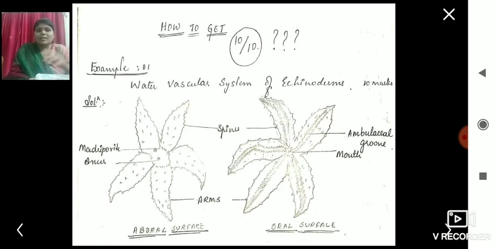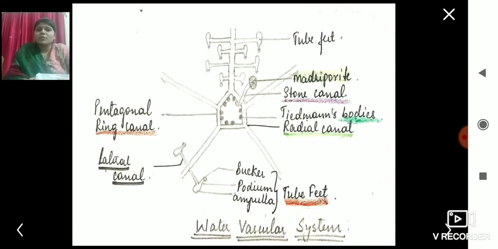On the oral surface, on the other side, I have given ambulacral grooves and mouth, and also the spines are common, arms are common. So this is the oral surface and this is the arboreal surface of the sea star. This is a picture of the water vascular system. The same diagram we had drawn for 5 marks can be carried to the 10 marks also. The diagram shows us the tube feet, madreporite, stone canal, Tiedemann's bodies, radial canal, sucker, podium and ampulla. These three are the structures of the tube feet.